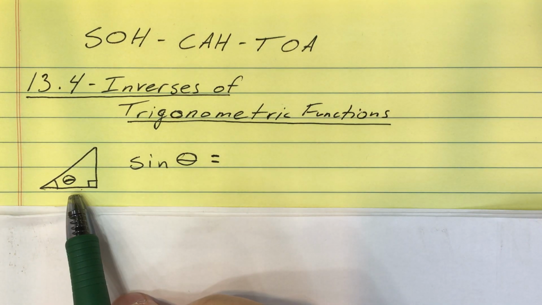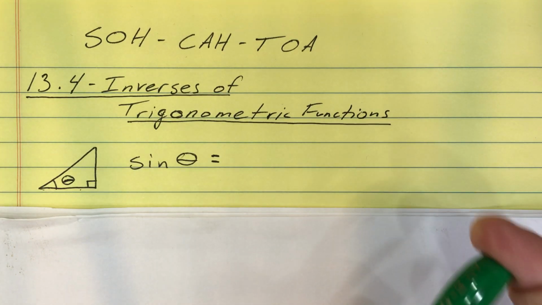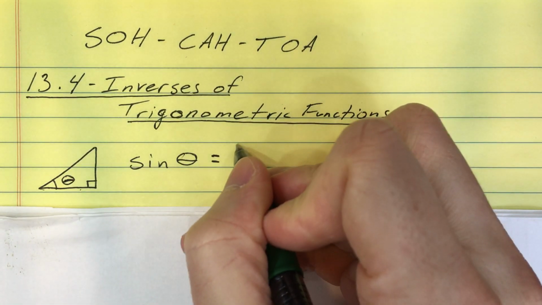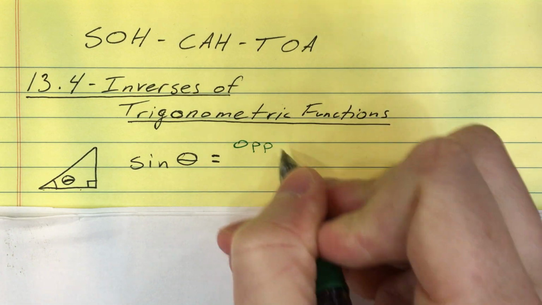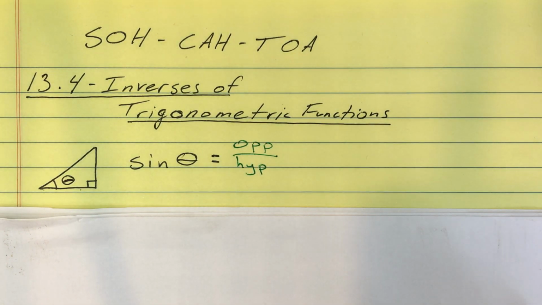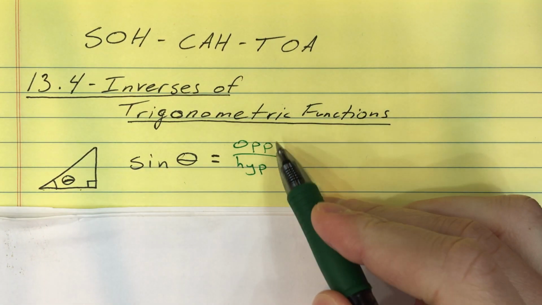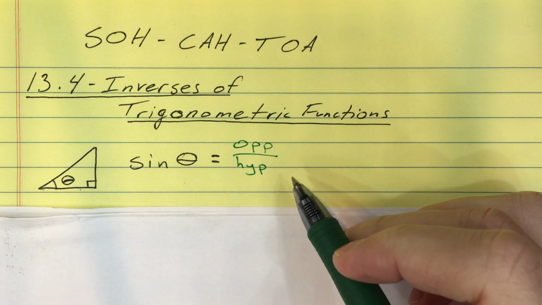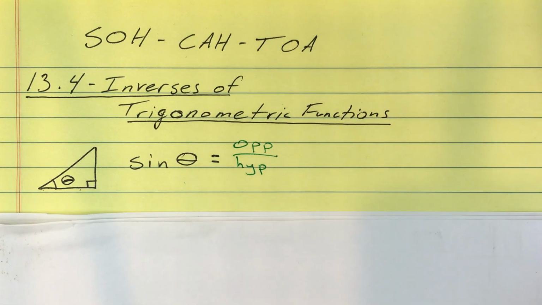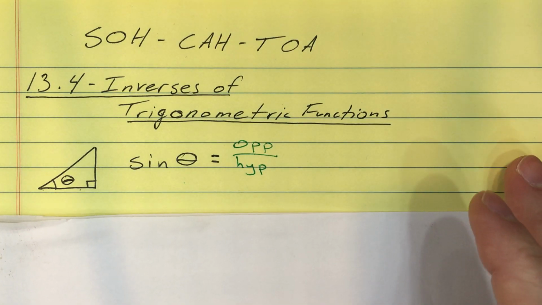If we have angle theta, we find sine of theta, it's going to give us the ratio of the opposite side over the hypotenuse. Opposite over hypotenuse. So you're plugging in an angle and you're getting out the ratio of the two sides. We're talking about inverses of these trig functions today, which reverses that process. It goes in the other direction.